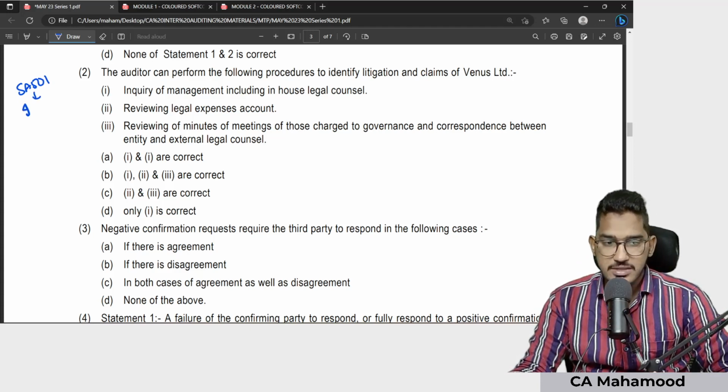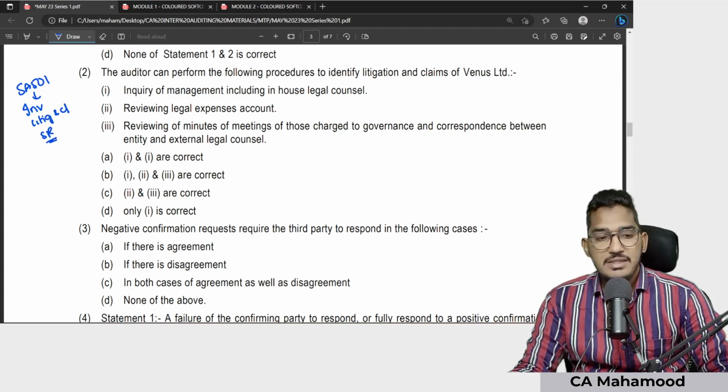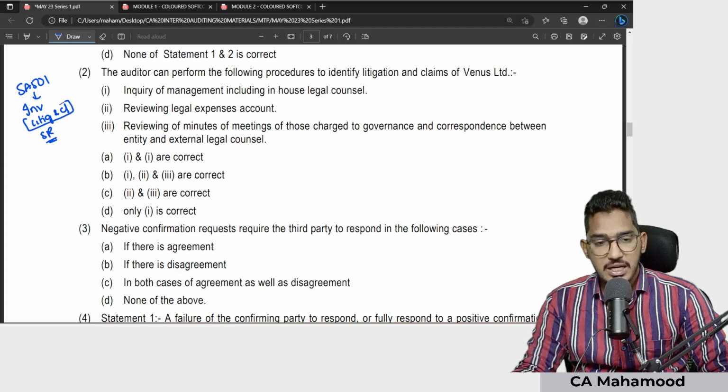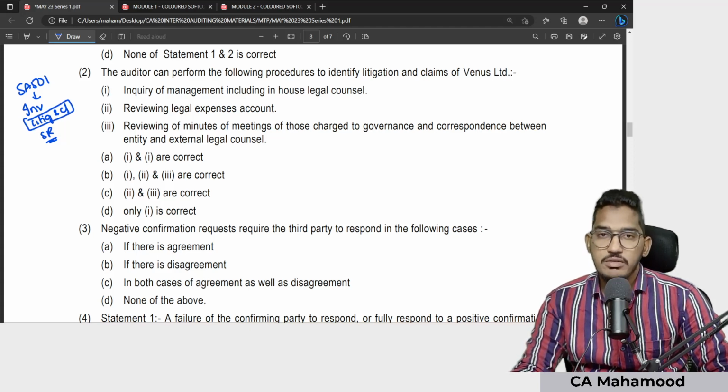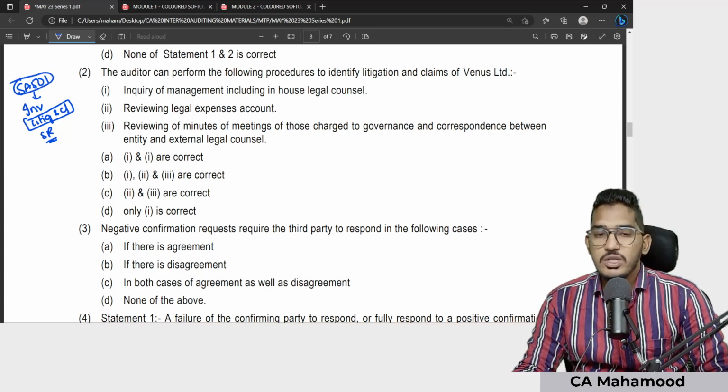One is existence and condition regarding inventory. Number 2, obtaining audit evidence regarding completeness of litigations and claims. Third one, segment reporting. So they are asking, when it comes to litigations and claims, what audit procedures will the auditor perform? Which standard talks about it? SA 501. And as per SA 501, what are the procedures the auditor needs to perform regarding litigations and claims?